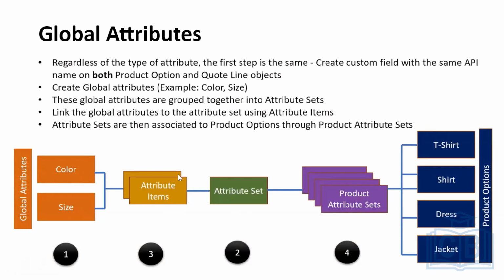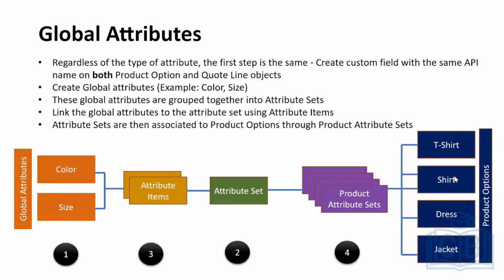Then the third step: create an attribute item in the related list of the global attribute sets, so that your global attributes are grouped together into the attribute sets. Now the fourth step: link your global attributes to the attribute sets using the attribute items. Now the last step: you need to associate the global product attribute set which you created to the product option on which you want that global attribute visible. Like T-shirt, shirt, dress, jacket, whatever product option on which you want to make your global attribute visible, you just need to assign it.